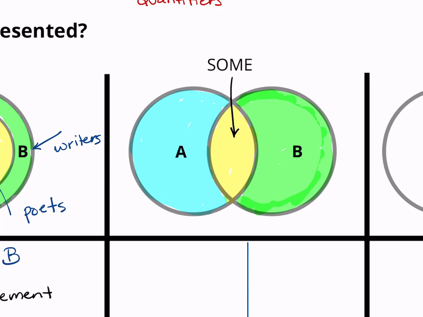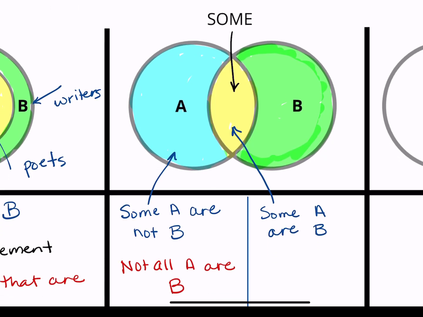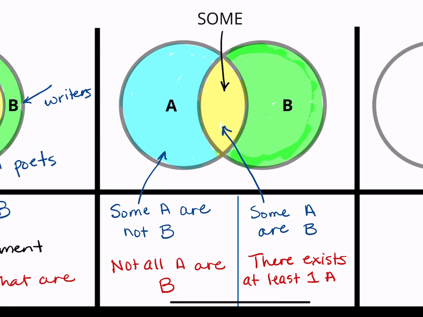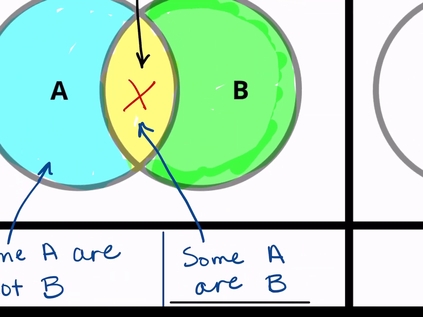There are two ways for us to say it. We could say some A are not B, which points to this part of the diagram. Or we could say some A are B, and we're pointing to that yellow area. For an equivalent statement, I'll put that in red here: not all A are B. And an equivalent statement of some A are B is: there exists at least one A that is a B. So we're saying there's at least one in that yellow zone.